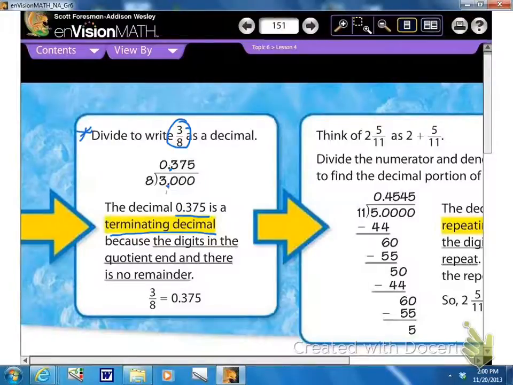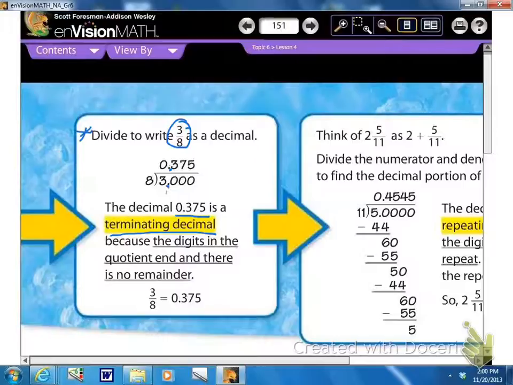So you want to pause and write this definition down. The reason it's called terminating: think of if you terminate somebody, you end their job, or basically fire them, or it ends. So it's called a terminating decimal because the digits in the quotient, remember the quotient is the answer of a division problem, end, and there's no remainder. So it just ends with no remainder, and so the whole division problem ends or terminates.